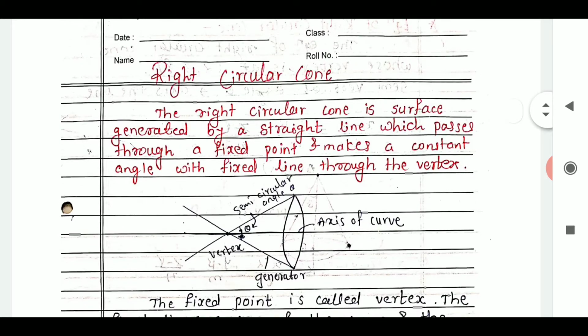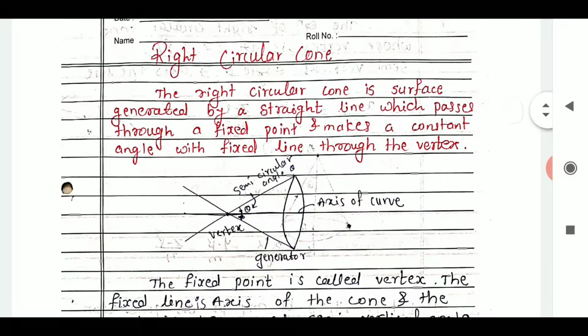Here the right circular cone is a surface generated by a straight line. If we consider a straight line and we move the straight line from the fixed point, then we get the cone. And if we consider the constant line and we move around this, then we get the right circular cone.